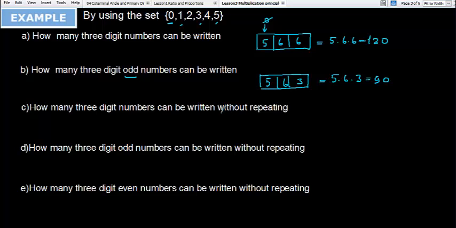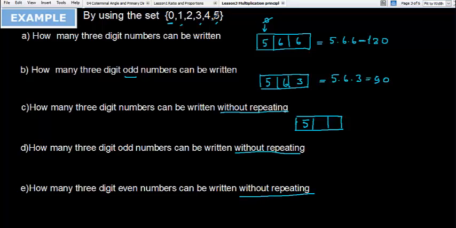Okay, now without repeating parts it starts. When we have without repeating, it means that we have to be careful about the number of numbers. Here again I'm going to write 3-digit numbers without repeating. There are 5 possible cases for this one, and you used one of them. You can use 1, 2, 3, 4, or 5. You used one of them.